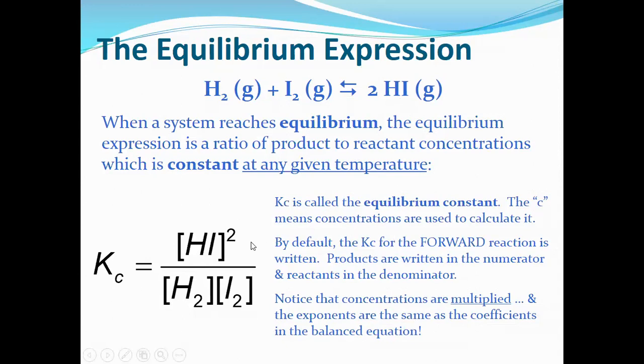All right, so the question was, why are the products on top? That's simply the definition of Kc. So by definition, when we write a Kc expression, the concentration of products from the balanced equation goes on top. The concentration of reactants goes on the bottom.